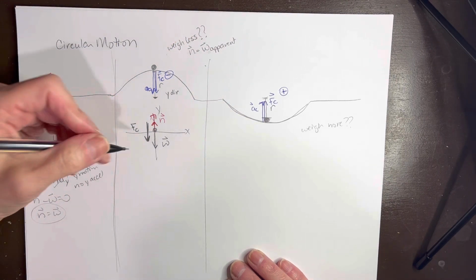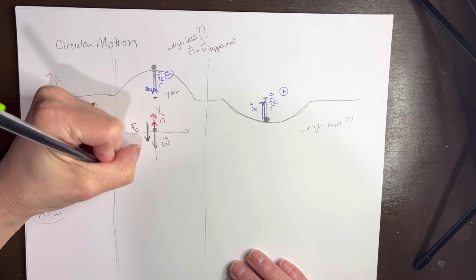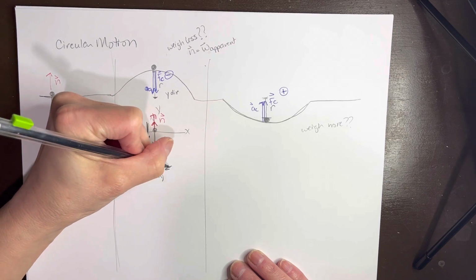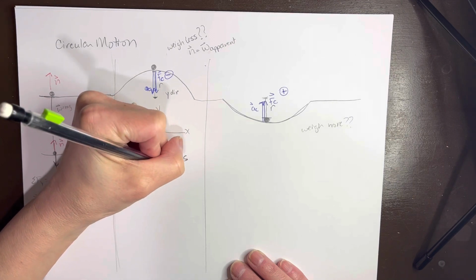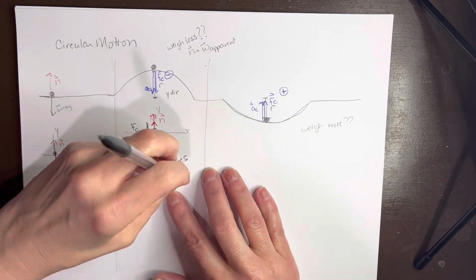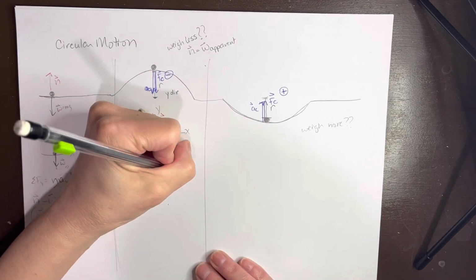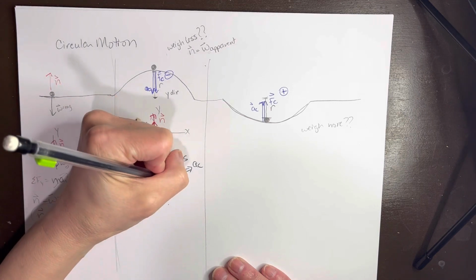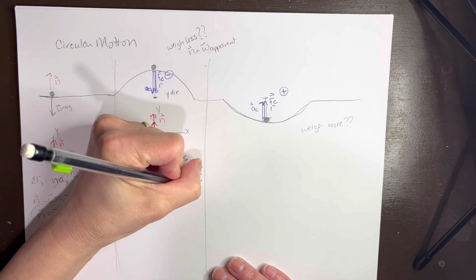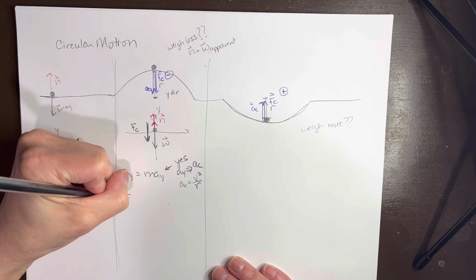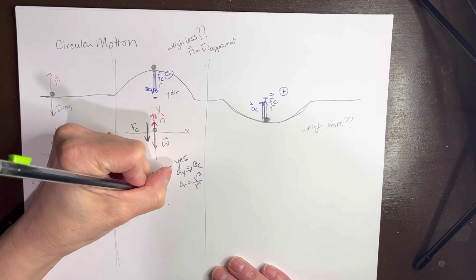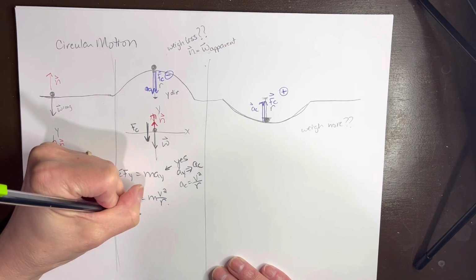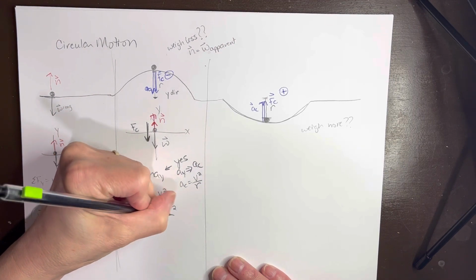So let's figure out how to write this out. When I sum forces in the y, it equals mass times acceleration in the y. I do have acceleration in the y, and it is centripetal acceleration. Remember that centripetal acceleration equals v squared over r. So actually the sum of the forces equals mv squared over r. Okay, so let's list my forces. I have normal up minus weight down equals mv squared over r.